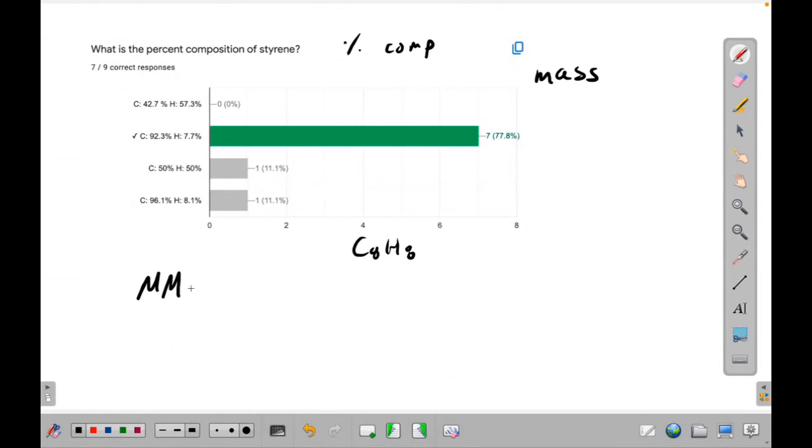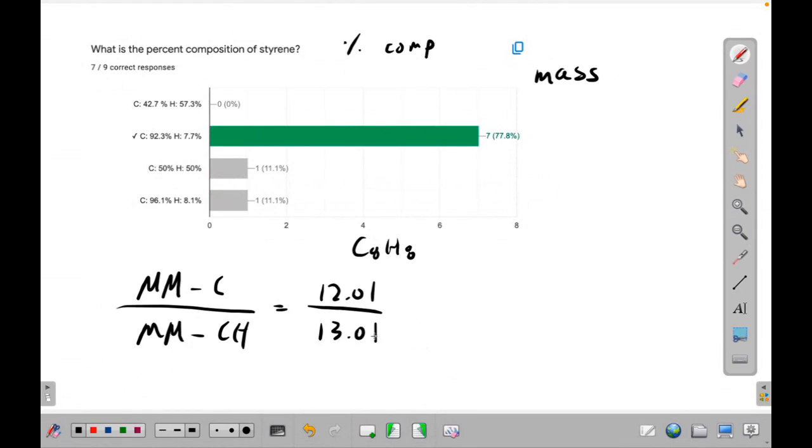So we're going to do the molar mass of our carbon divided by the molar mass of our formula, which is going to be about 12.01 over 13.01. All right, so I plug that in the calculator and I get 0.923. Now, since there's only 2 elements in this compound, I can probably just subtract this from 100% and it will give me the missing percent.